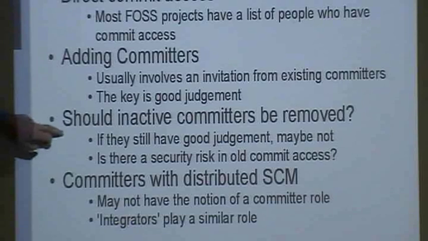Okay. Should inactive committers be removed? If a committer hasn't committed anything for 2 or 3 years, should you remove them from the commit list, or a year or 6 months? There's a bit of a debate about that in the free software community. Karl Fogel's book on producing open source software suggests you shouldn't remove them. He says that because if they had good judgment then, why do you think they've got bad judgment now? Their judgment probably hasn't changed, so they might start contributing again later.